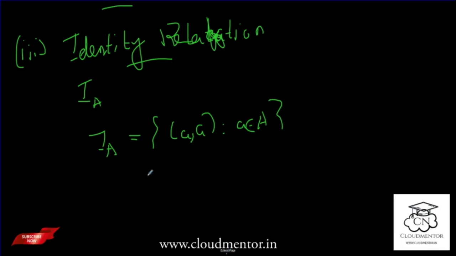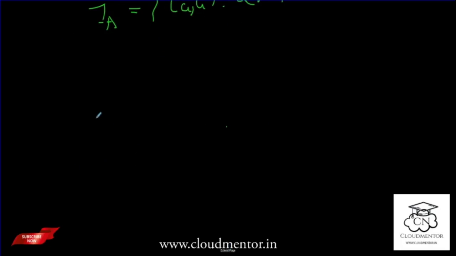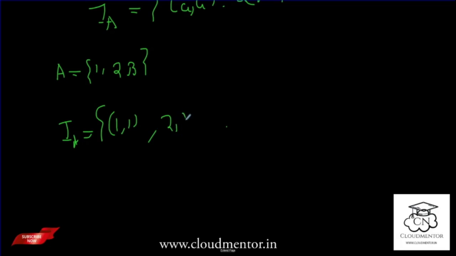For example, if set A equals {1, 2, 3}, then an identity relation on A is given by IA equal to {(1, 1), (2, 2), (3, 3)}. So this is the identity relation. Okay, we got that.